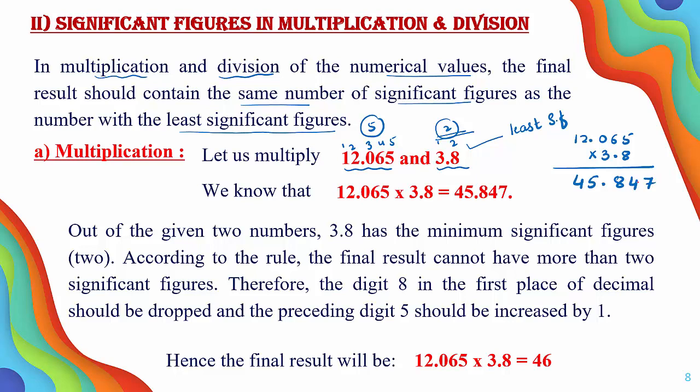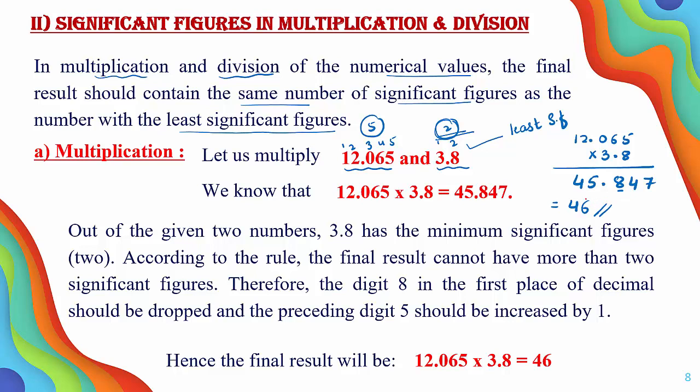45.847. But according to the rule, the final result should contain only the least significant figures. Out of these two numbers, 3.8 has the least, which is 2. So we want only 2 digits in the final result. 45.847, I want only 2 digits. After rounding off, 8 is greater than 5, so the preceding digit is increased by 1. So I got 46. So 46 is the final answer.